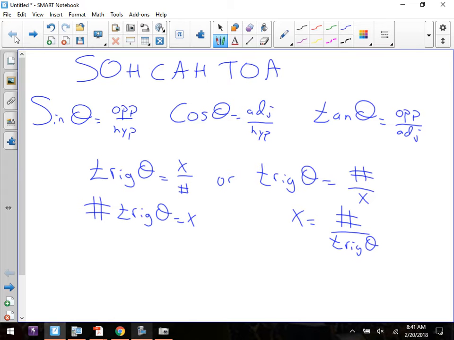Now remember, when I keep using this idea of just trig of something, trig of x, trig of theta, whatever it might be, that means it's sine, cosine, or tangent. This works for every single one of them. It doesn't vary. And this is what's nice about this: if we go through the same pattern every time, it works out real clean.